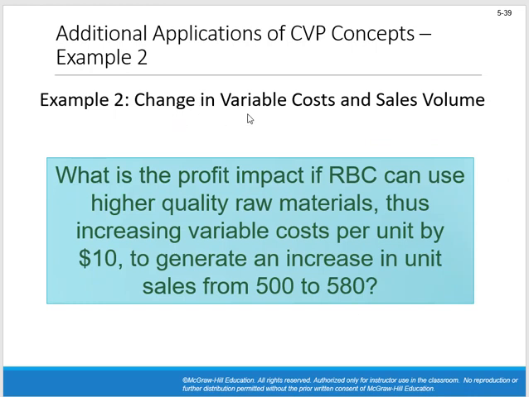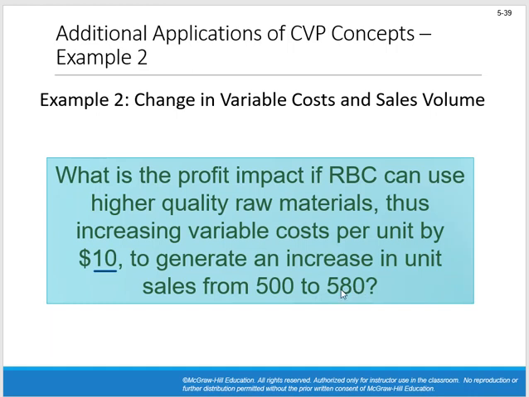All right, so this time we're looking at changes in variable cost and sales volume. If we're changing our variable cost, that's also going to change our CM per unit. So what is the profit impact if RBC can use higher quality raw materials, thus increasing our variable costs per unit by $10? If variable cost per unit is going up, then our CM per unit is going to be going down by $10 per unit, to generate an increase in unit sales from 500 to 580.